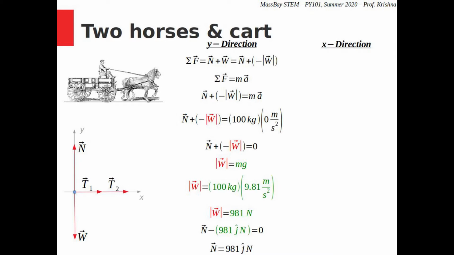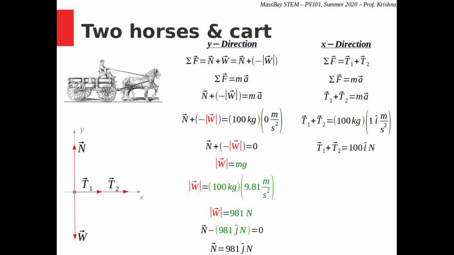Well, let's return to step 4. The total force in the x direction consists of two tensions, T1 plus T2. We add them since they are pointed in the same direction. Step 5. We apply F equals ma. That gives us T1 plus T2 equals mass times acceleration in the x direction. Step 6. Substitute everything that is known, the mass and the acceleration. Finally, step 7. Solve. The sum of the tensions is 100 i hat newtons.